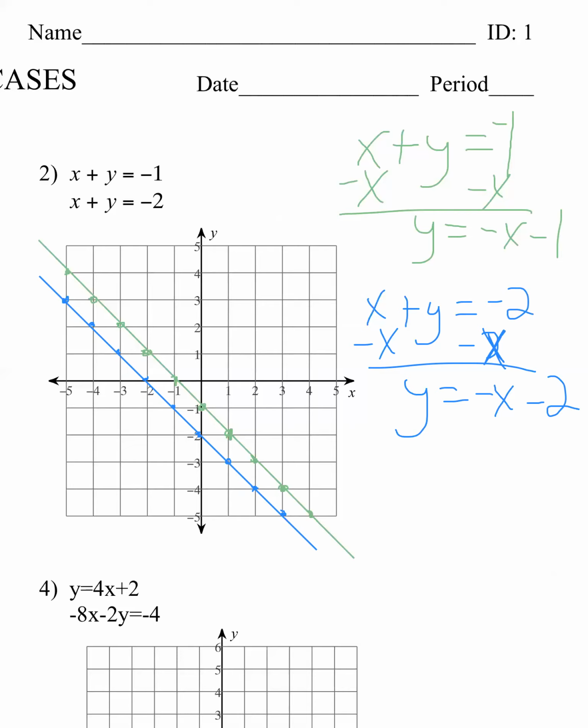In number 1, you saw that we wrote our answer as an ordered pair. Here, there is no ordered pair to write. So you're literally going to write no solution. And there is no solution because the lines are parallel.